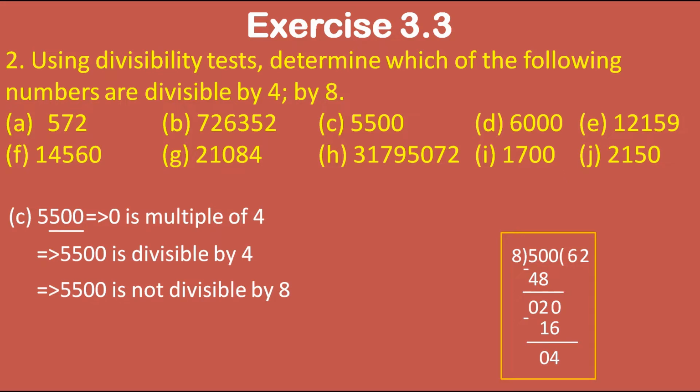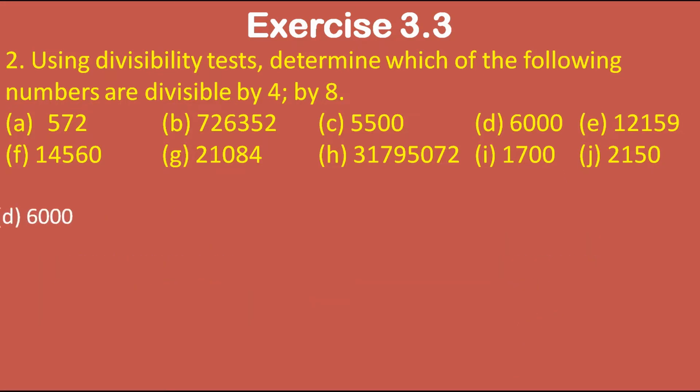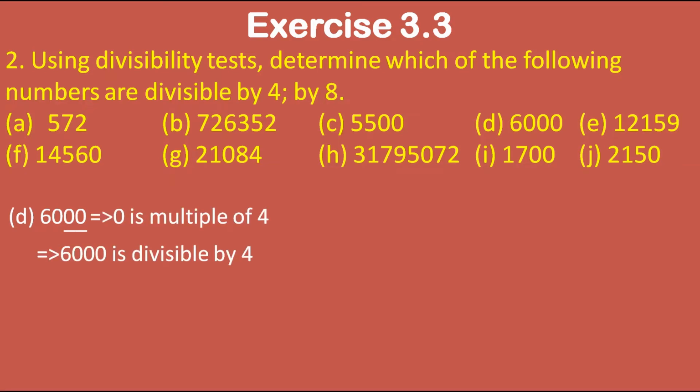Now, let's move to the next number, that is 6,000. Here again the number formed by the last two digits is 0. As we know, 0 is a multiple of 4. Therefore, the number 6,000 is divisible by 4. Now, the number formed by the last three digits is 0 only. As we know, 0 is also a multiple of 8. Therefore, the number 6,000 is divisible by 8.